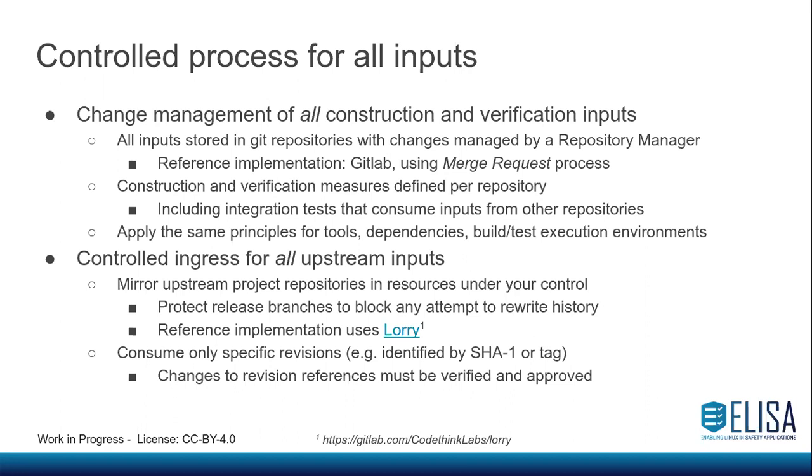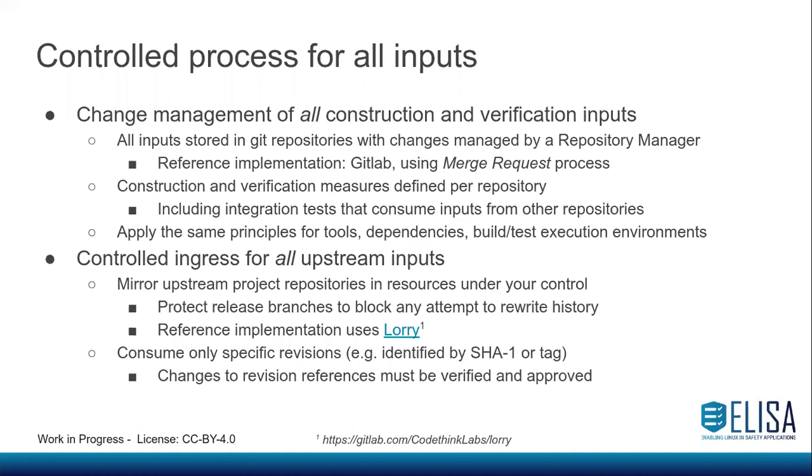And because we're talking about open source software, we also need to have a controlled ingress for those open source inputs. So we're not reading the source code directly from the internet. We're mirroring the upstream project repositories in resources that we control. So in our case, in Codethink's GitLab instance, and we have processes in place to protect the changes to that, so that if the upstream project dramatically rewrites history to remove something or change something, we can detect that and make sure that it doesn't cause an inadvertent change in the parts that we're using.